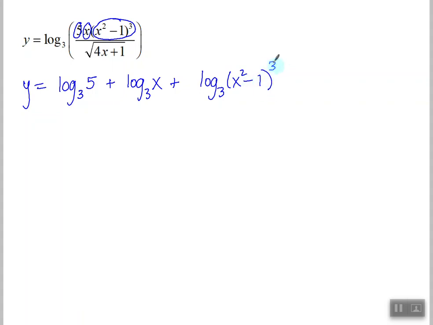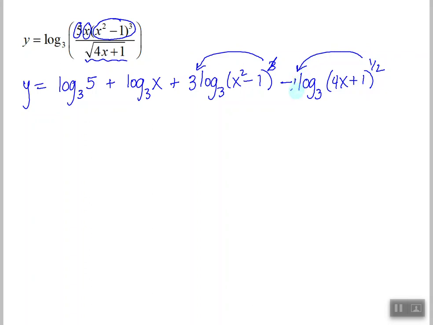cubed. Of course, I can use the other property that the 3 from that exponent can be rewritten as the coefficient. And then I'm dividing by that expression, so minus, I subtract the log base 3 of 4x plus 1 to the 1/2. I'm going to use the 1/2 power instead of the square root because then I can also put that as a coefficient to the log. Now, I do have many more logs, but they're a lot simpler, so my derivative will be much easier.